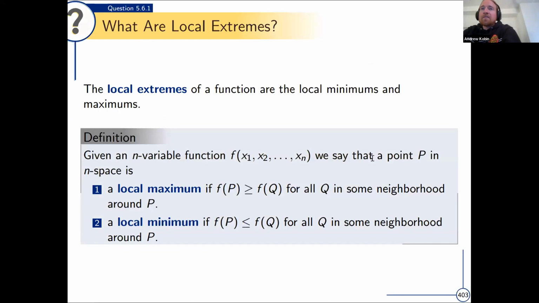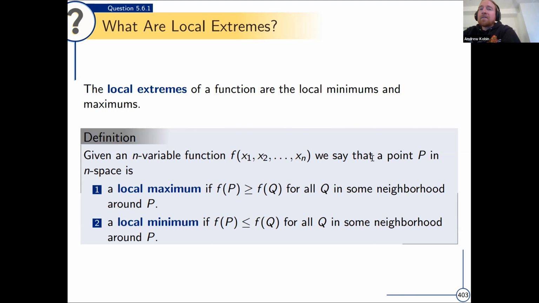Let's start talking about local extrema or extreme values of a function. So if you remember the term extremum or extreme value from Calc 1, it means the values of a function that are locally the largest or smallest among nearby points. And here's the official definition. If we have a multivariable function f of some number of input variables, here it's listed x1, x2 up to xn, we will say that a point in n-dimensional space is a local maximum of the function.